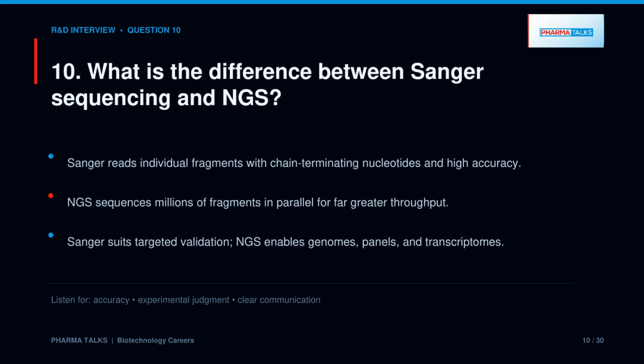Sanger sequencing analyzes individual fragments using chain-terminating nucleotides and produces accurate, relatively long reads. Next-generation sequencing processes millions of fragments in parallel, enabling far greater throughput at lower cost per base. Sanger is ideal for small targets and validation, while NGS supports panels, genomes, and transcriptome-scale studies. Question 11. How does CRISPR-Cas9 genome editing work?